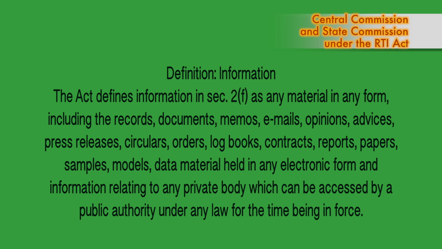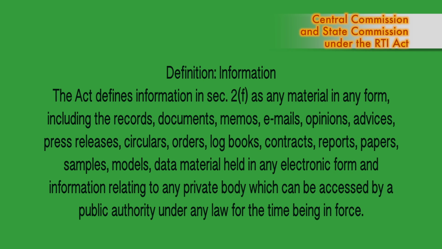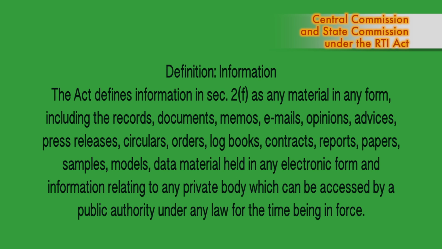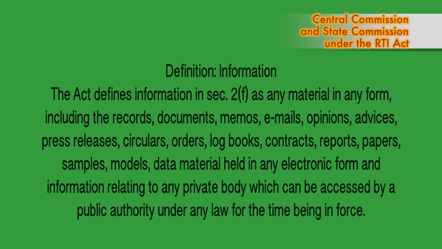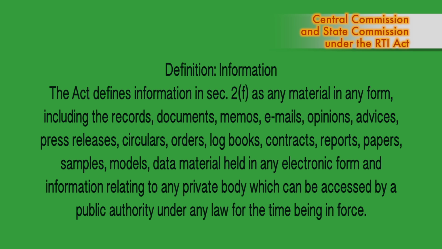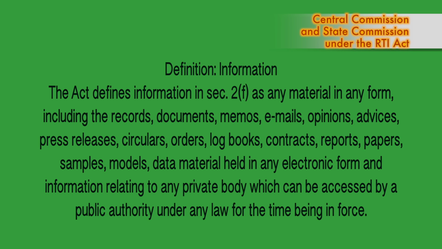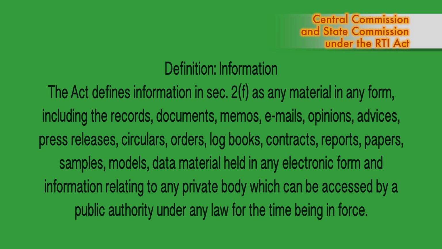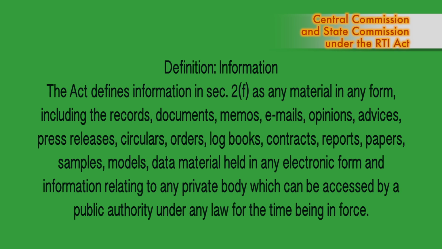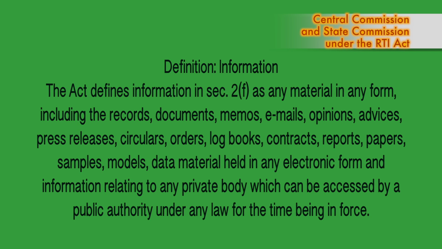Now coming to the most important part of the RTI, what does information mean? According to this act, section 2(f) talks about what information means. Information means any material in any form. It can be in the form of records, documents, memos, emails, opinions, advices, press releases, circulars, orders, logbooks, contracts, reports. So likewise any records in any form or any electronic form, and information relating to any private body which can be accessed by the public authority under any law for the time being in force, will be considered as information under the RTI Act. Now we have understood the meaning of information.